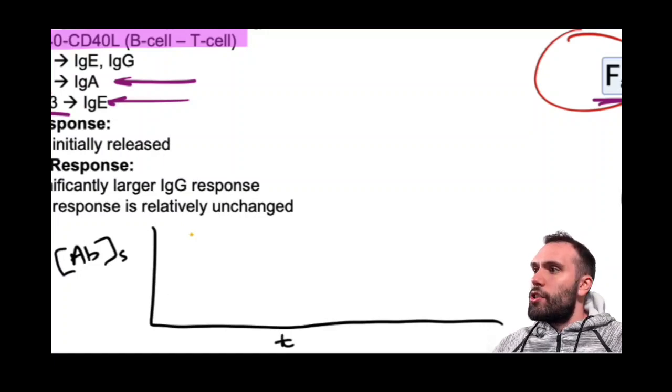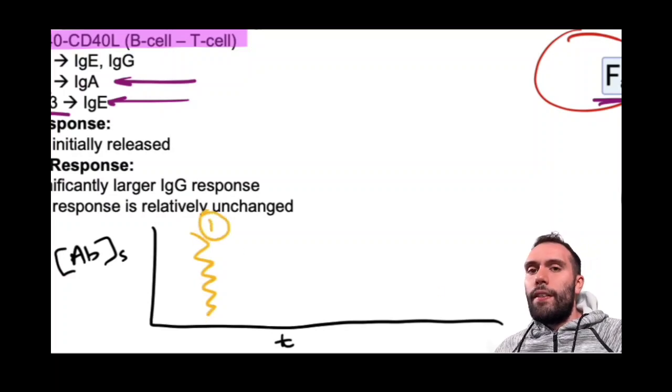Now, let's just say that at some point here, we are infected with some antigen. So we'll put a 1 here to signify that this is the first time that we've seen this antigen. Maybe it's a bacterial infection. Let's just say that we have some bacterial infection. This is the first time we're seeing this antigen.